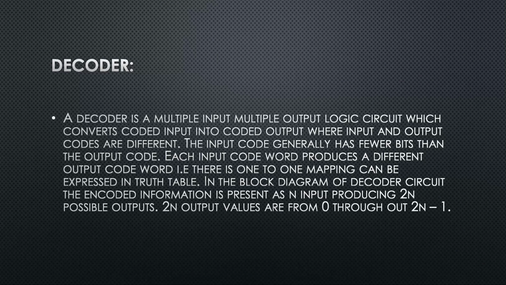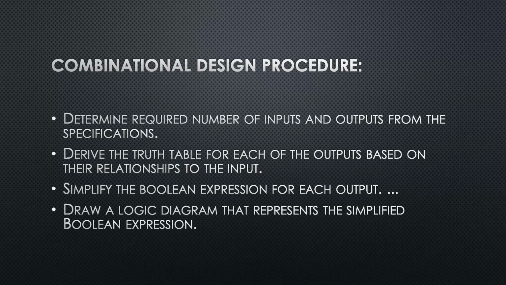Next, we are going to see the decoder. A decoder is a multiple input, multiple output logic circuit which converts coded input into coded output, where input and output codes are different. The input code generally has fewer bits than the output code. Each input code word produces a different output code. That is, there is a one-to-one mapping that can be expressed in the truth table. Next, this is the procedure for a decoder.